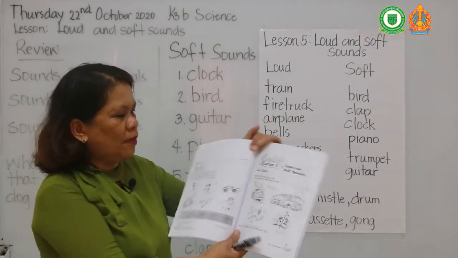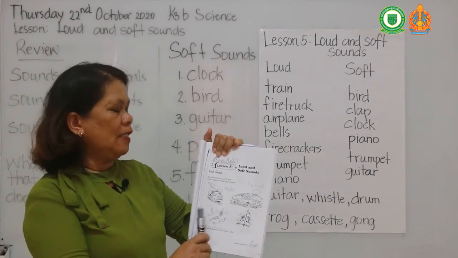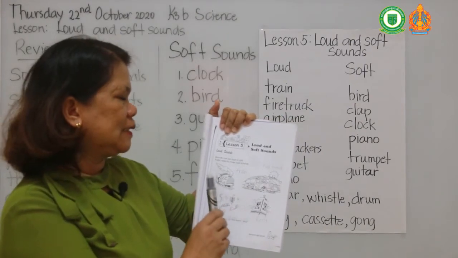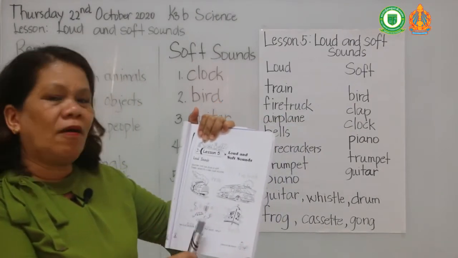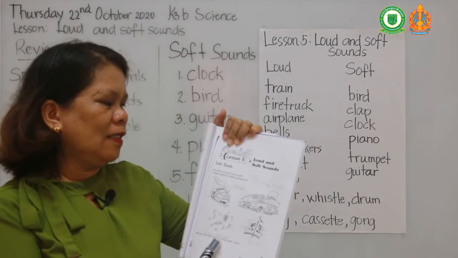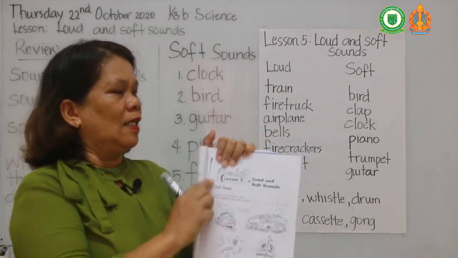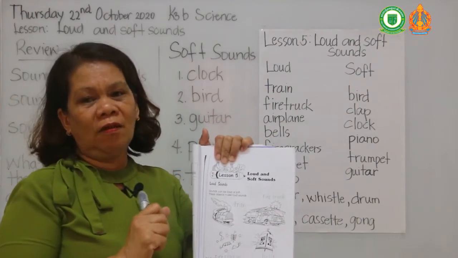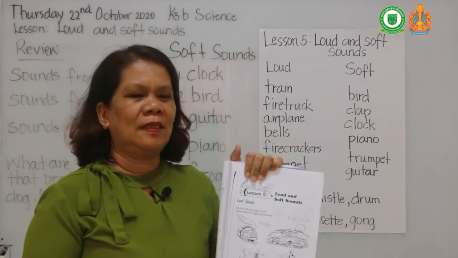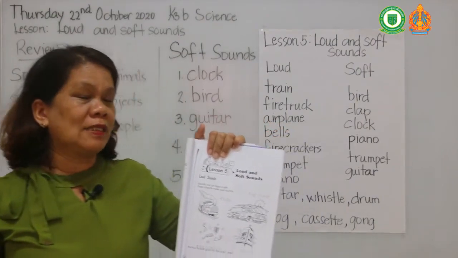So now this is our lesson today. Loud and soft sounds. In these pictures, these are the sounds that can be loud and that can be soft. We can control the sound of these objects. For example, the train, you can adjust the volume, make it soft or make it loud, and also the fire truck. But normally the fire truck sound is very, very loud. And also bell, you can control the sounds of a bell.